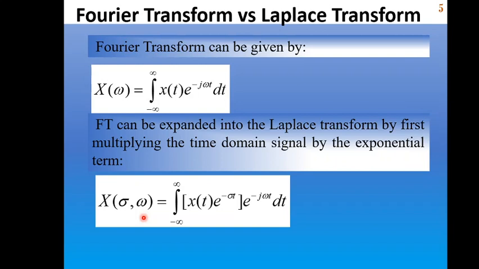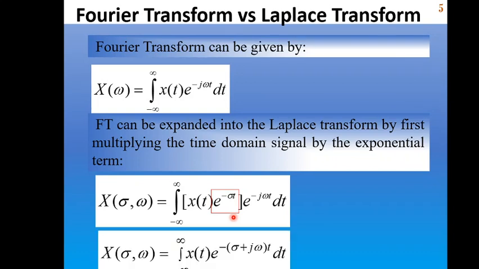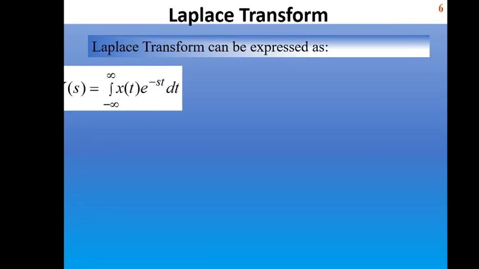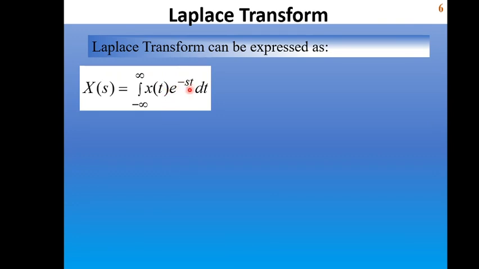This is the Laplace transform of a time domain signal x of t. In this equation, a time domain signal x of t is multiplied first by an exponential term before the transformation. This equation can be rearranged further, and sigma plus j omega can be assumed as S.